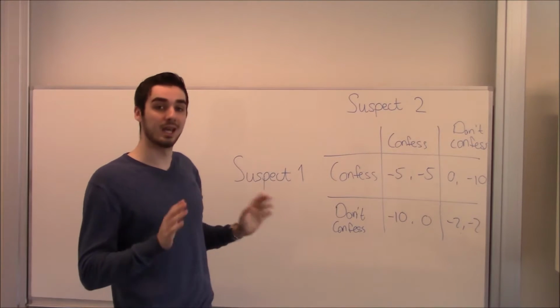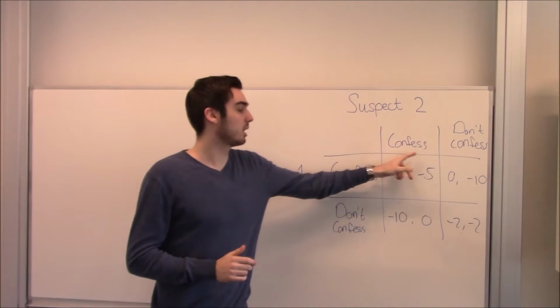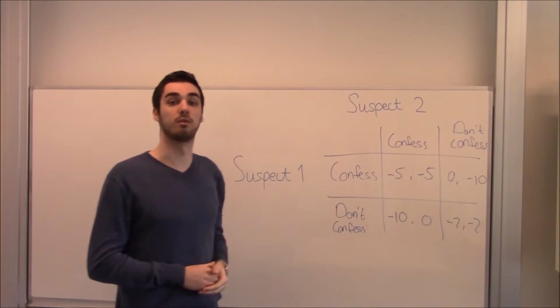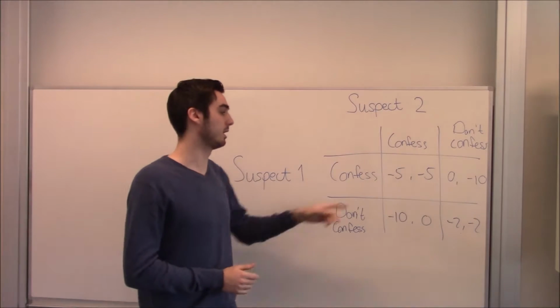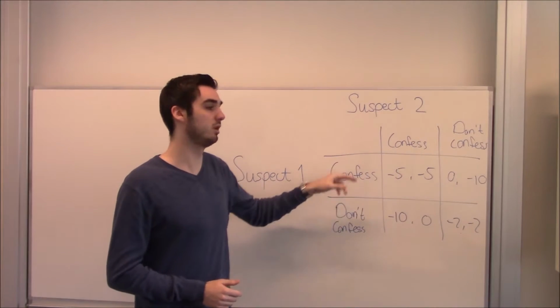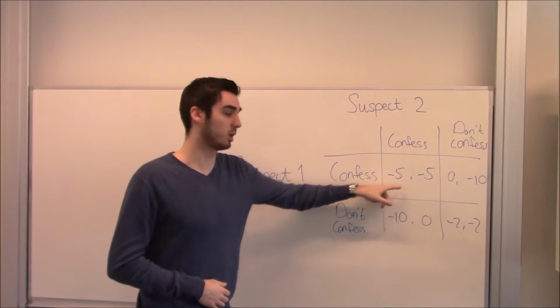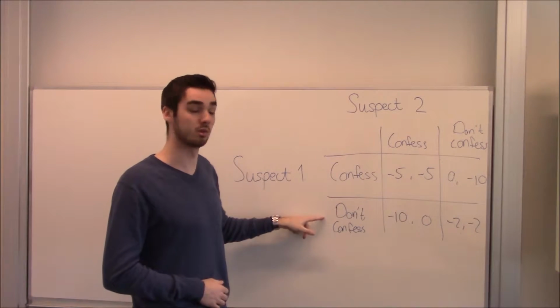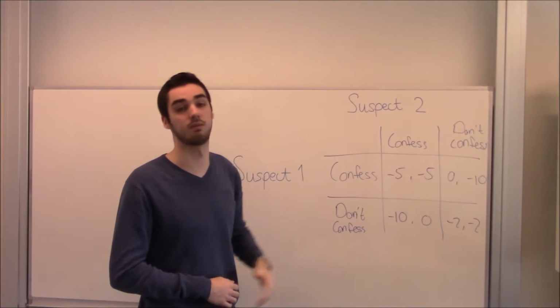This means that in the end of this game, they will always end up here, choosing confess for both of them. And in this situation, neither one wants to deviate, because if suspect 1 deviates to don't confess, he has to serve 10 years instead of 5.